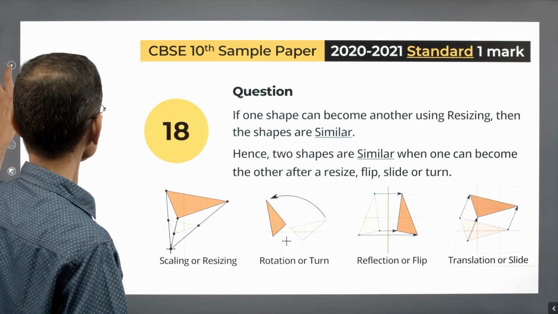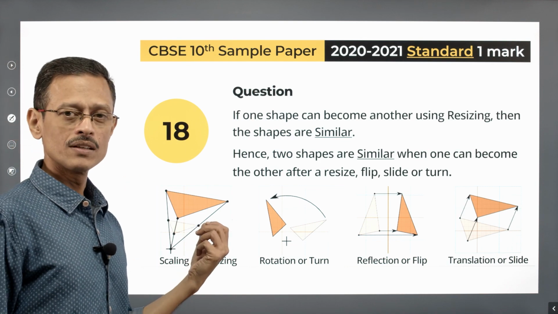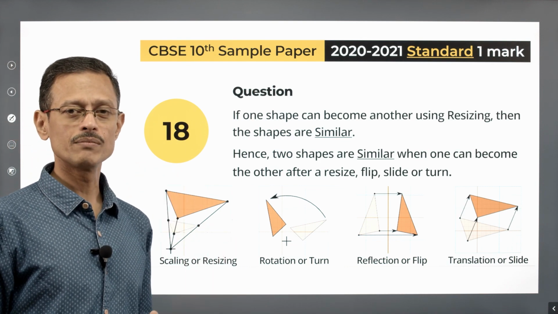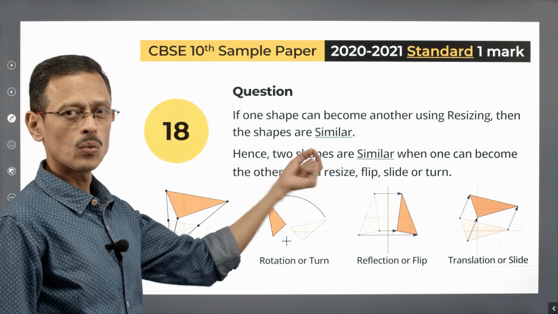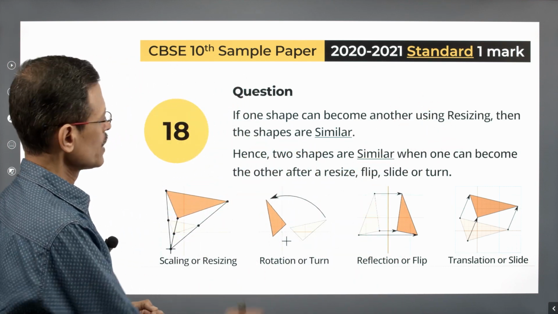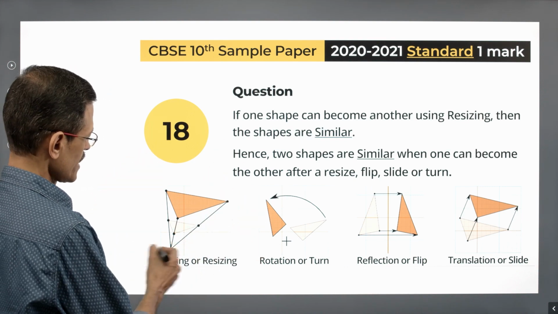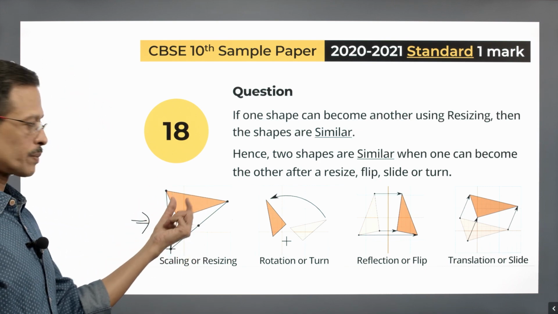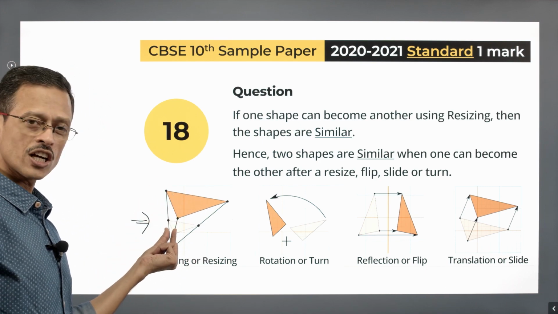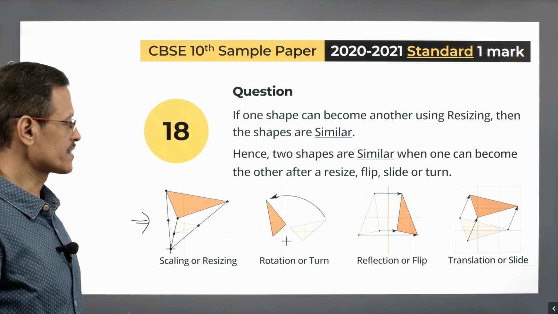Part 1 states essentially, if one shape can become another on account of one of these modifications, on account of resizing, then the shapes are similar. What all types of resizing are there? The first one is basically you reduce the size or increase the size. This is scaling. It would make it similar. Initial object could be brought down to this. This could have been the original object which could have been brought up to this, right? This is basically scaling or resizing.